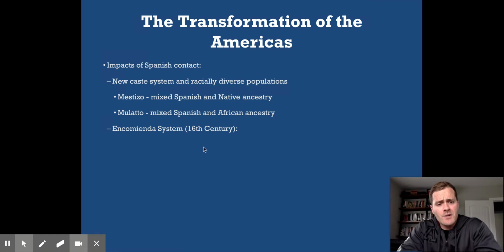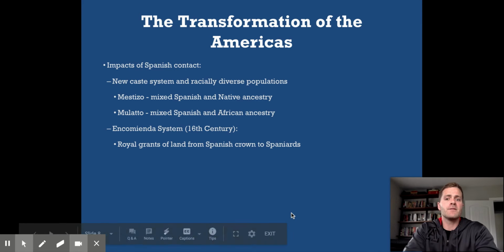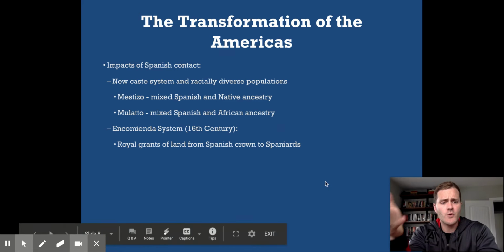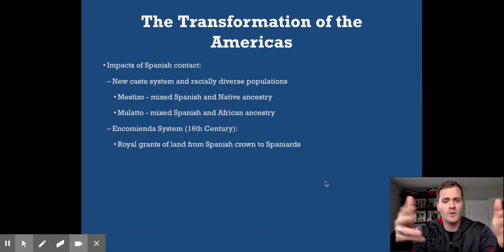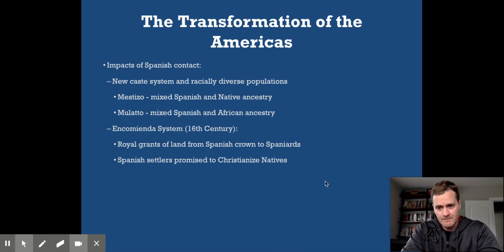Now, the Spanish are going to introduce what's called the encomienda system in the 16th and into the 17th centuries as a system of labor. Now, what this looks like is the Spanish crown is going to grant or give away land to Spaniards in the New World.